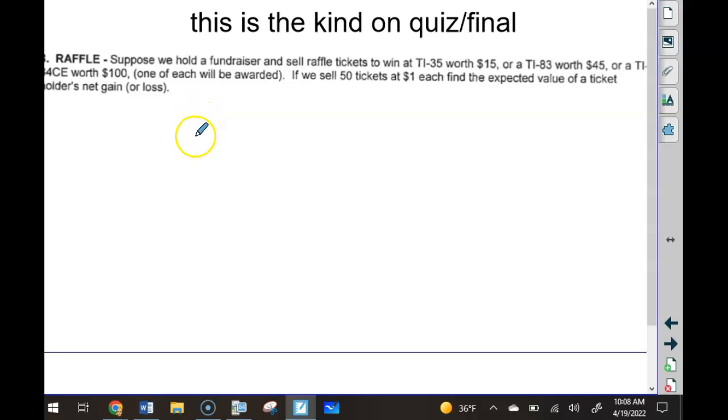Suppose we hold a fundraiser and sell raffle tickets. You can win a TI 35 worth 15 bucks, TI 83 worth $45, or a TI 84 color worth $100. One of each will be awarded. We sell 50 tickets, okay? So there's a 1 in 50 chance that you win the color. There's a 1 in 50 chance you win, anyway, there's 3 different ones, right? 1 in 50. How many people are going to lose?